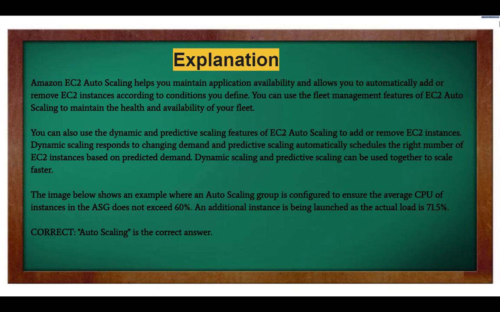The image below shows an example where an auto-scaling group is configured to ensure the average CPU of instances in the ASG does not exceed 60%. An additional instance is being launched as the actual load is 71.5%. Correct. Auto-scaling is the correct answer.